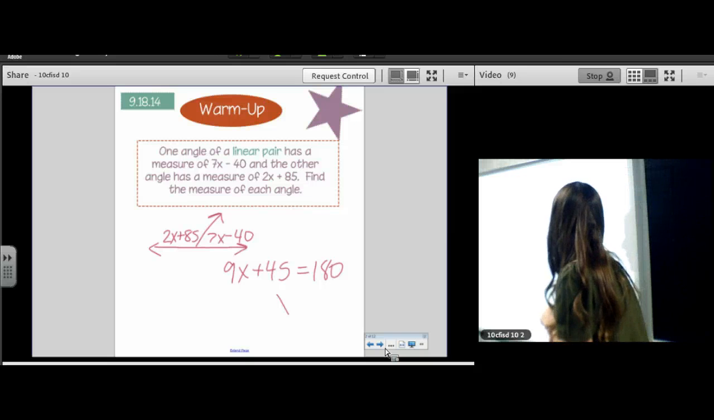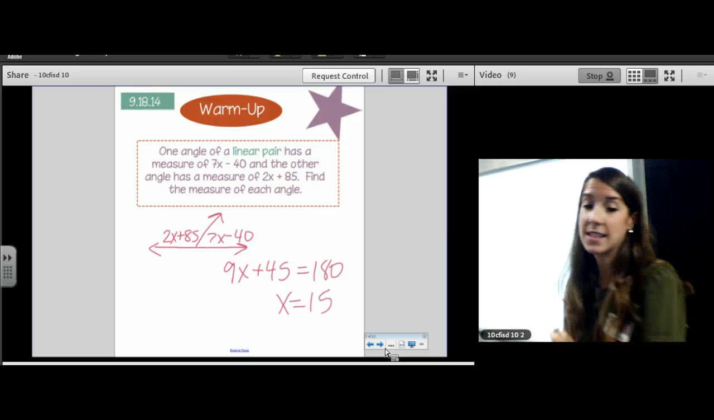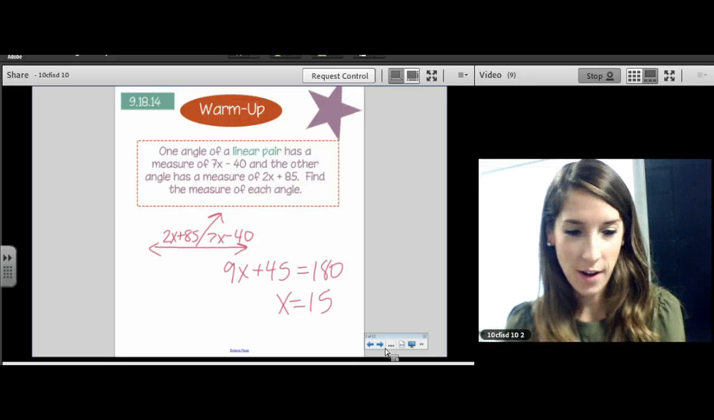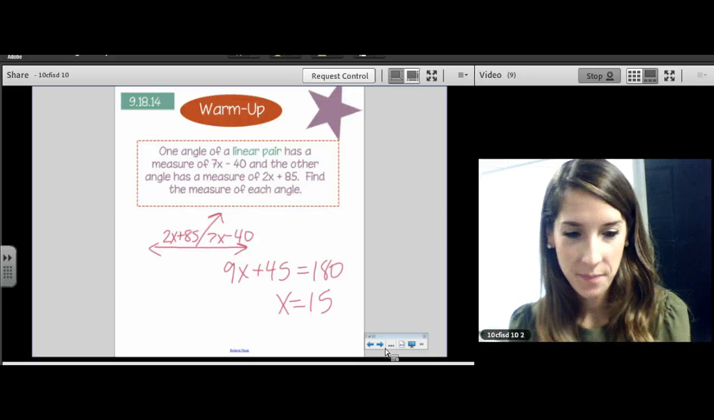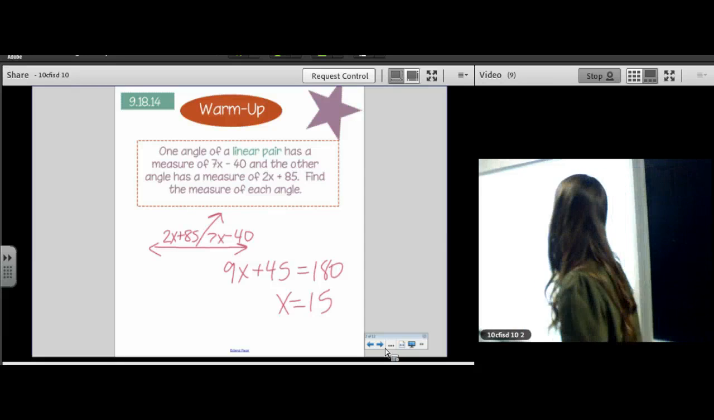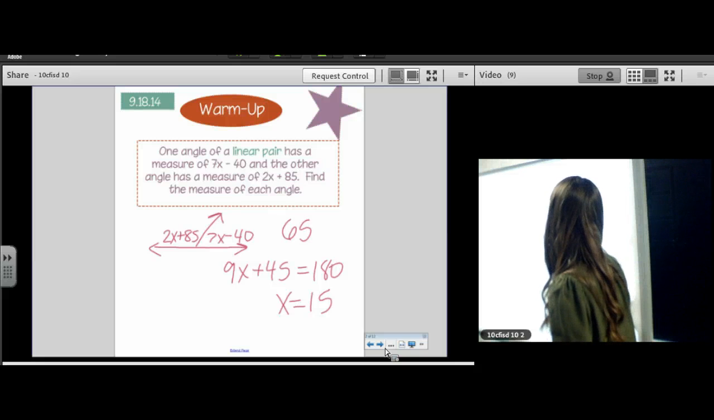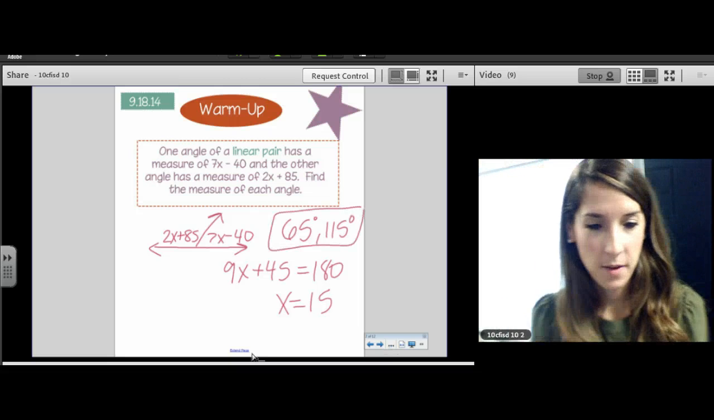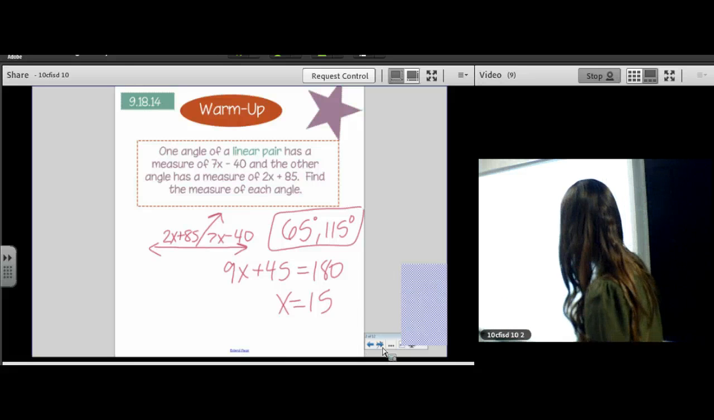Okay, so x is 15, and it didn't ask us to stop there. It asked us to find the measure of each angle. So Chloe, since you've already done that, go ahead and type them in again. 65 and 115. So that's really all there is to that warm-up. Okay? Ready to check your homework?